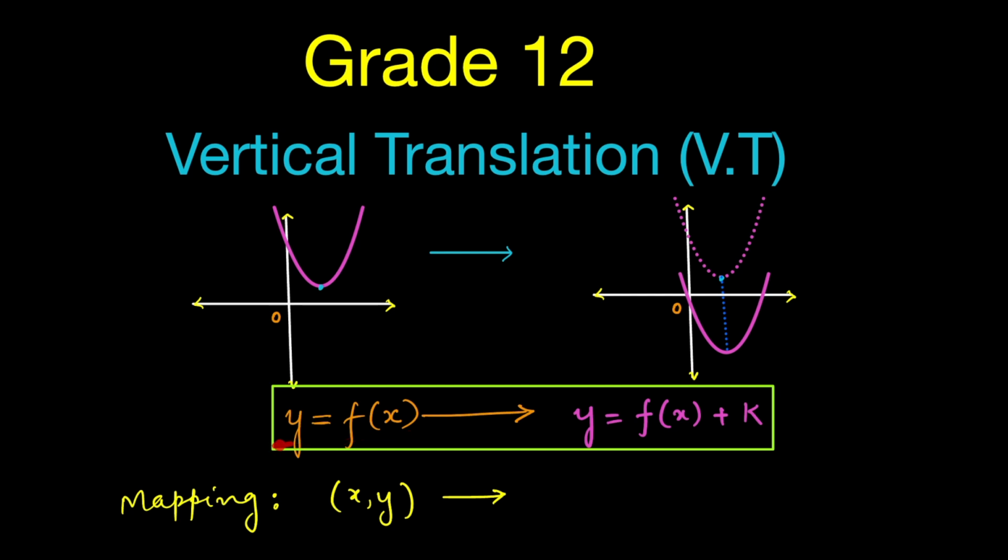So y is equal to f(x), it transforms to y is equal to f(x) plus k, and this k is added to this f(x). And how the mapping will look like? So we write the mapping as (x, y plus k). So these two things we have to remember. One is the description of vertical translation and one is mapping.